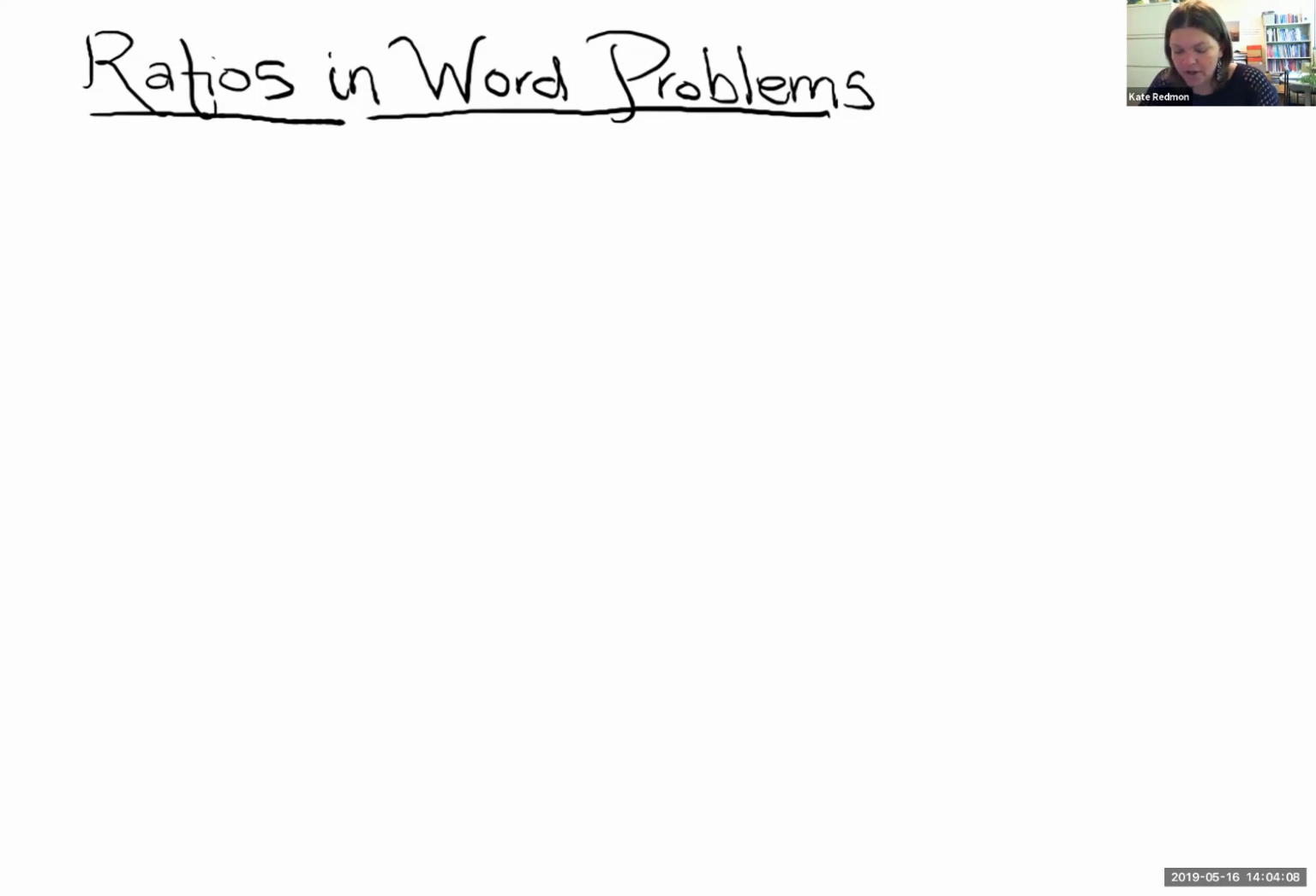So first of all, what is a ratio? A ratio is simply a relationship between two numbers or more. Could be more than two numbers, but at least two numbers.